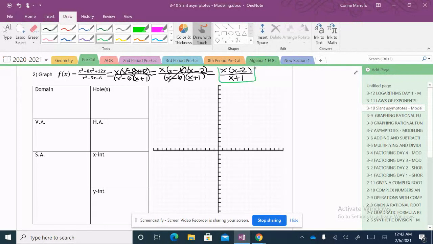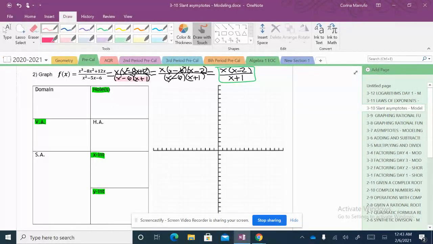So remember, when we need our reduced function, we needed to find the y value in the hole. We needed to find our x and y intercepts as well. Okay, and then the leftover factor in the vertical asymptote, that's going to be from your denominator. So that's when you start using the reduced function.